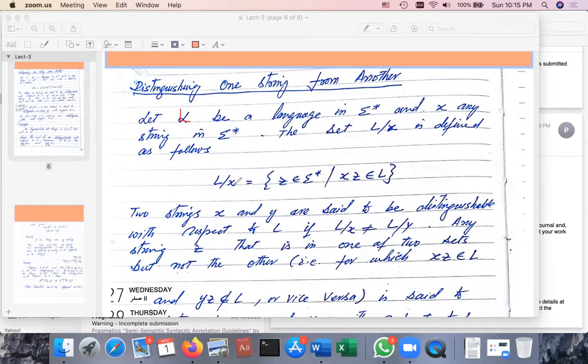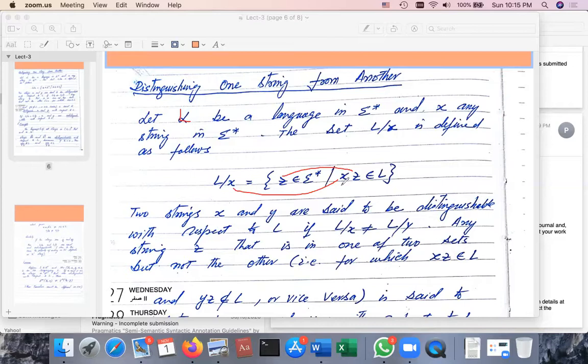So L over x is a set that is equal to z, which is another string from this sigma star, the same sigma star. So you have to take another string z from that sigma star such that you have to concatenate x, the string that you already have taken, with this z. This is the x and this is the z.